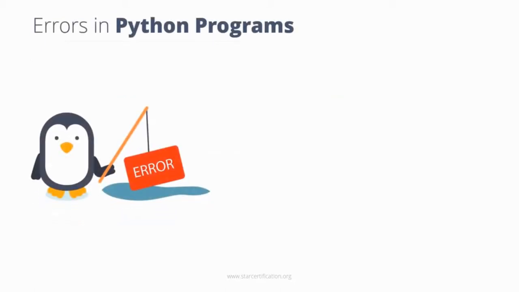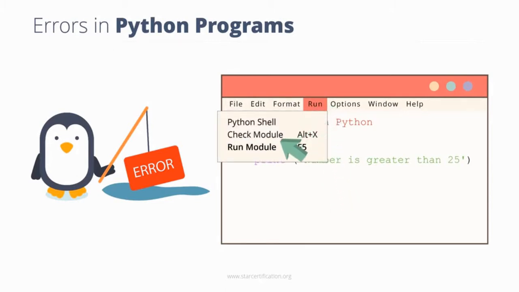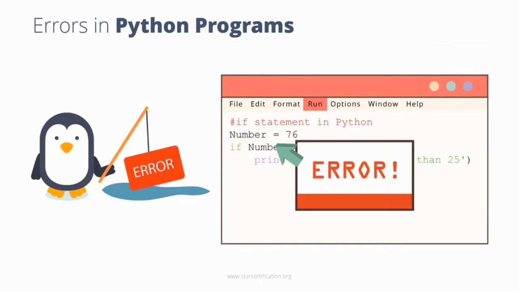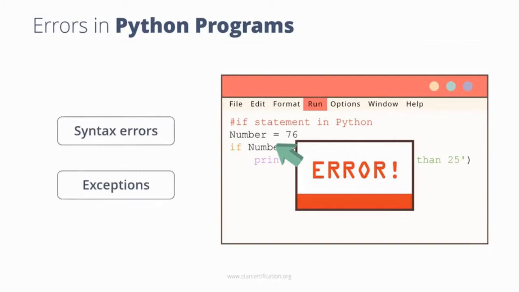In any language, a program may not always produce an expected output, or it may produce no output at all. This situation arises because of errors in a program. Anything that breaks the normal flow or execution of a program may be called an error. Sometimes a program produces an error during execution and sometimes before execution. Errors in Python are mainly categorized into two types: syntax errors and exceptions.